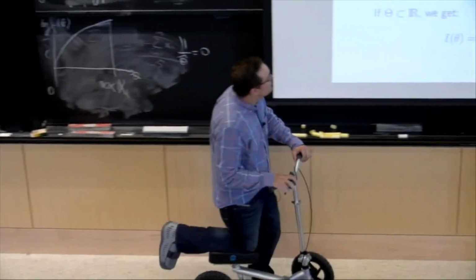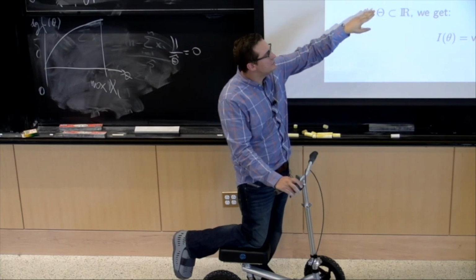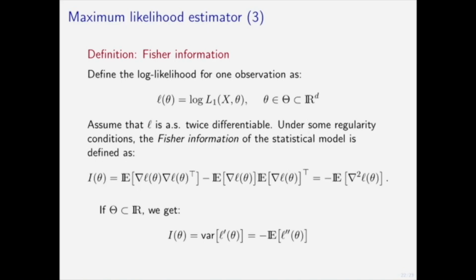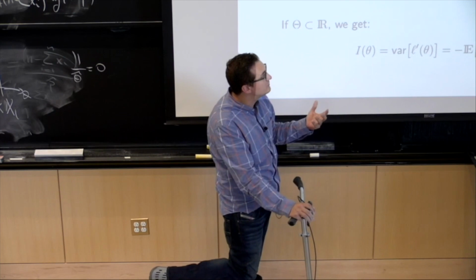All right, so the Fisher information is the expectation of what's called the outer product. That's the product of this gradient and the gradient transpose, so that forms a matrix, minus the outer product of the expectations. So that's really what's called the covariance matrix of this vector, nabla of L theta, which is a random vector. So I'm forming the covariance matrix of this thing.